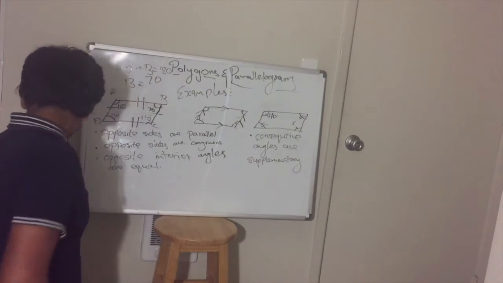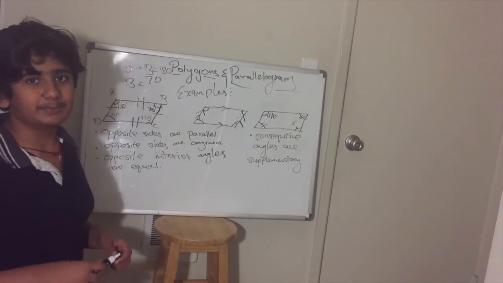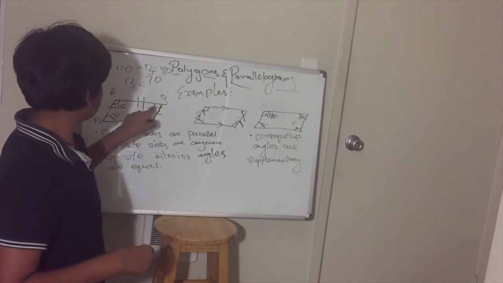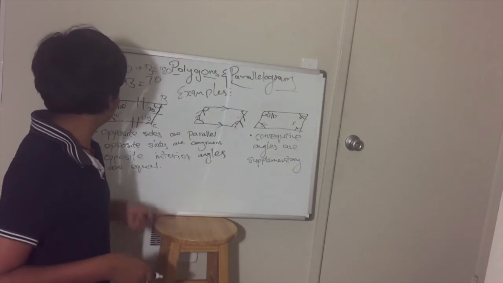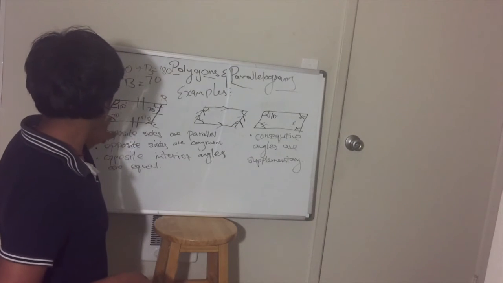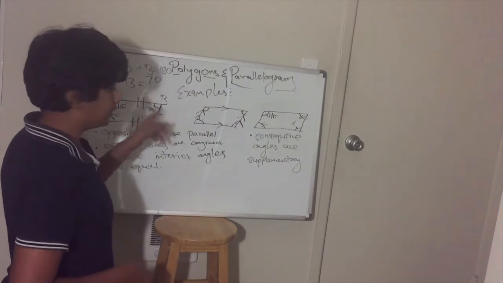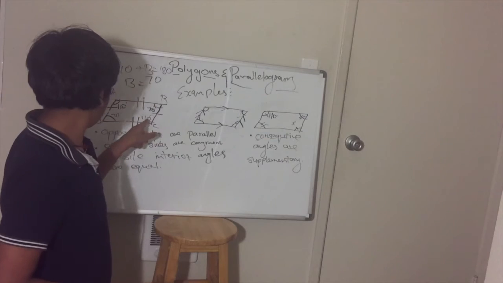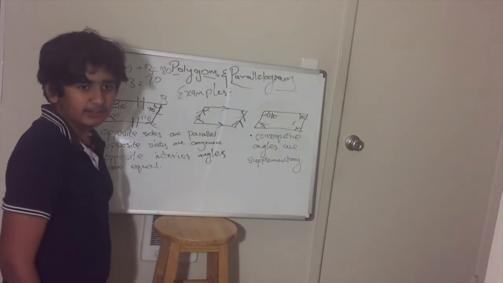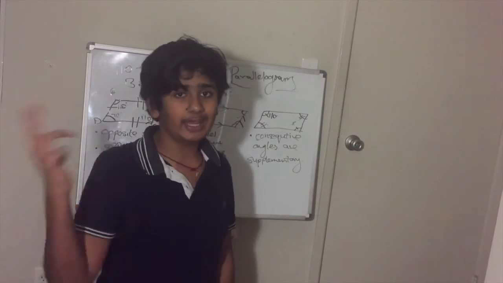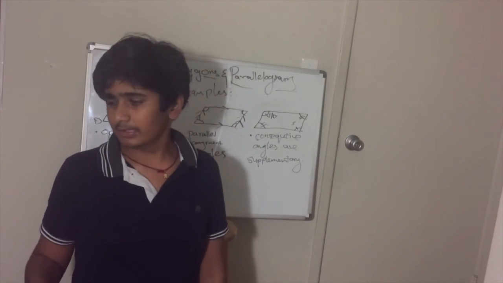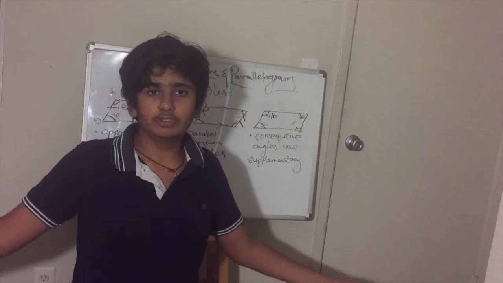The short way is that you just find angle B, and then you get the other two angles easily. This angle is 70 because opposite angles are equal, and this is 110. Easy. Now that we've discussed examples of both polygons and parallelograms, let's go into a new topic.